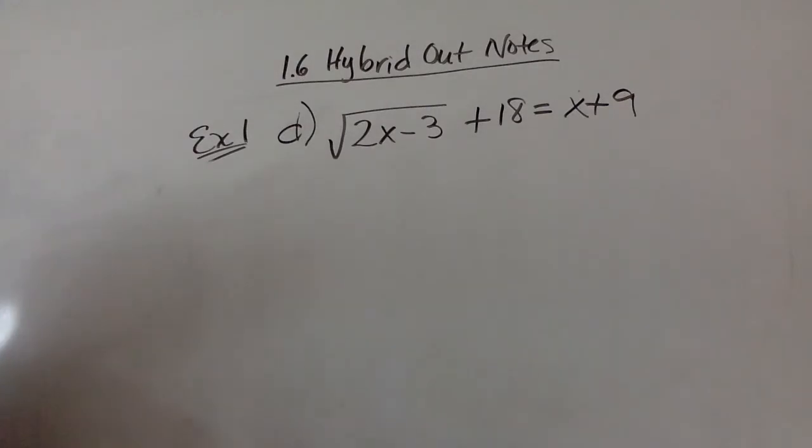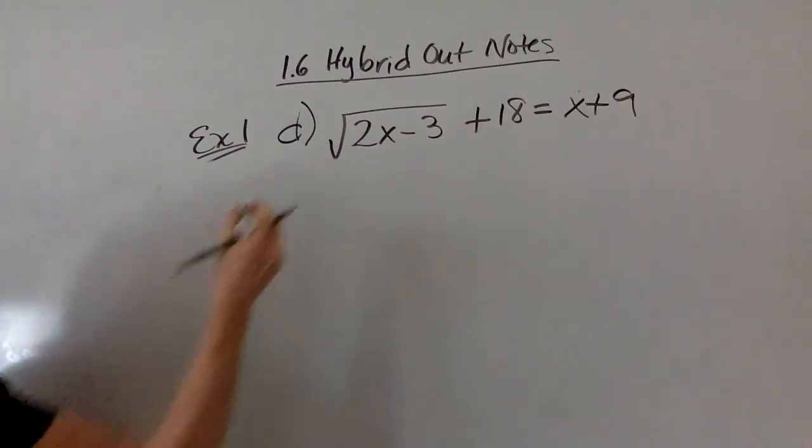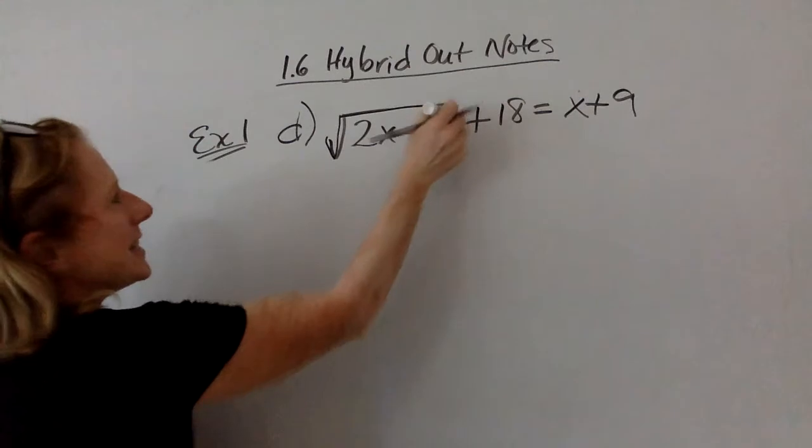Okay, let's do example 1D. For example 1D, it's really not a quadratic equation. You need to solve a radical equation. And to do this, I need to get the radical expression right here by itself.